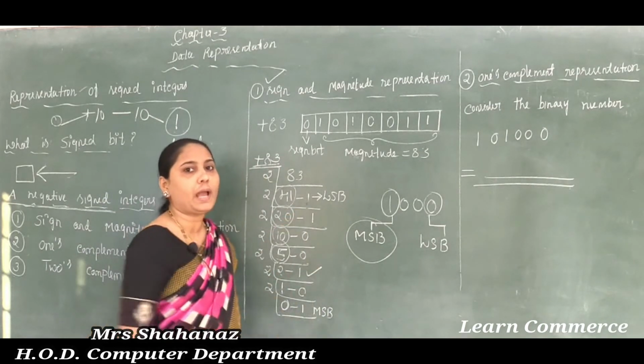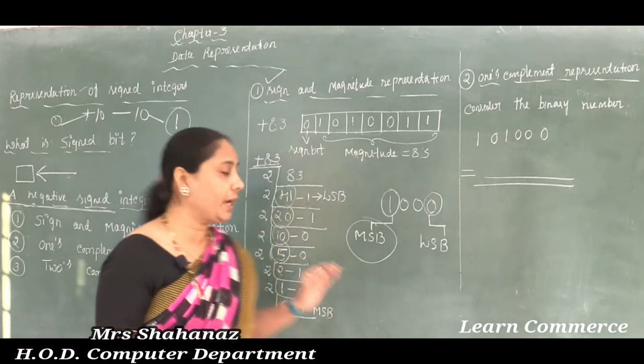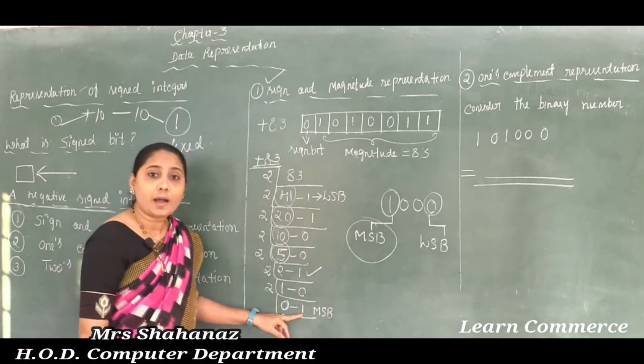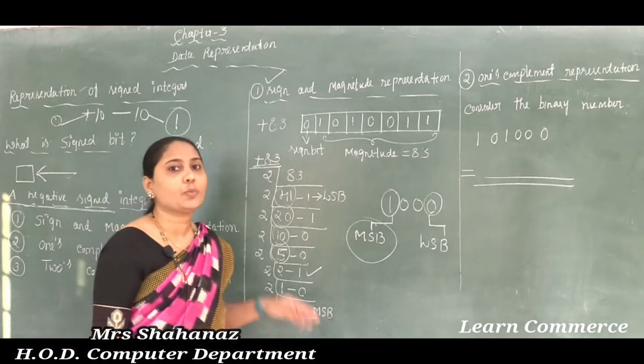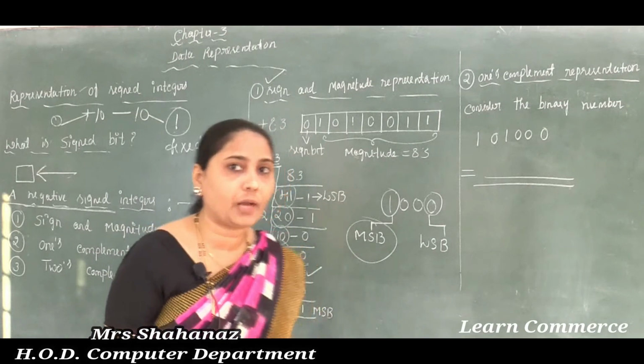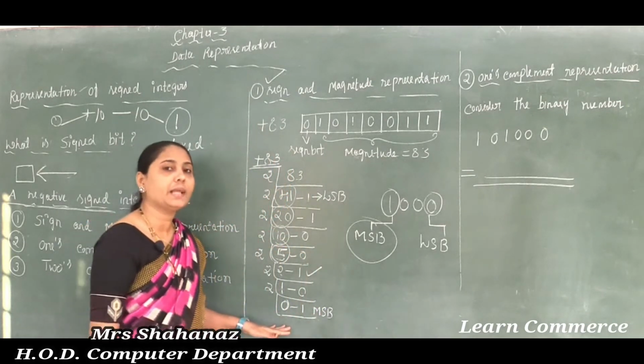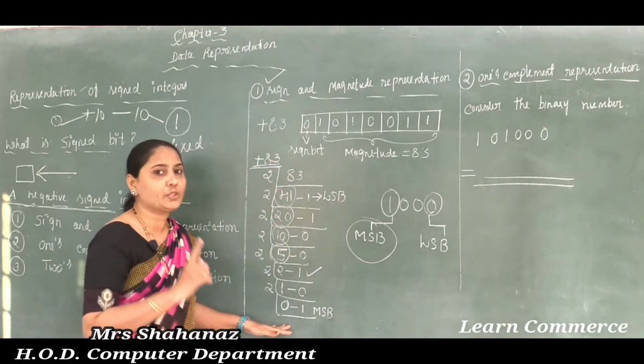As we know, the full form of LSB is least significant bit, and the last remainder is called the MSB. And as we know, the equivalent binary number is written from left to right, that is, from the MSB to the LSB.